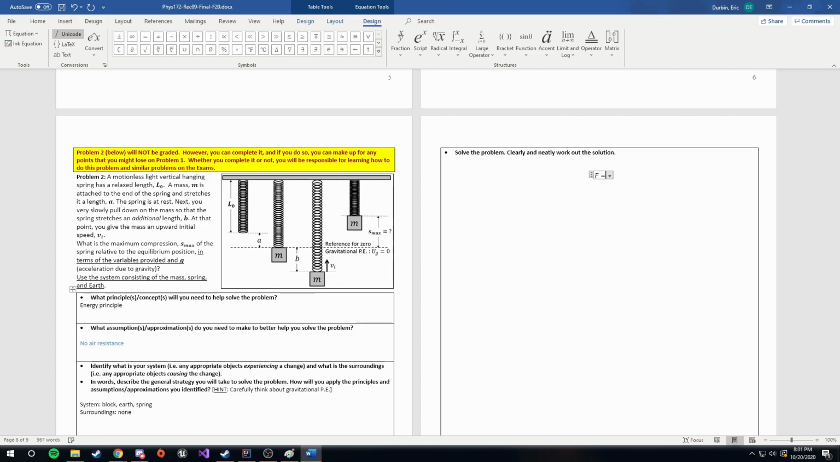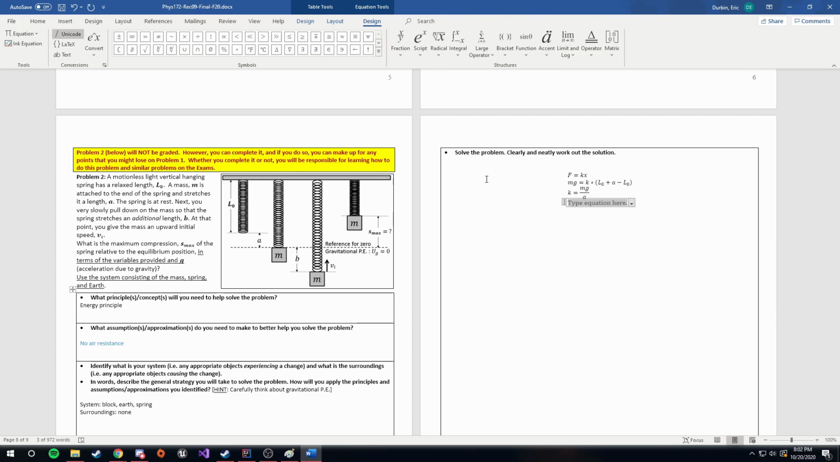Okay, so F equals kx. We know mass times gravity equals k times L, A. This is weird. When you guys get K, let me know.